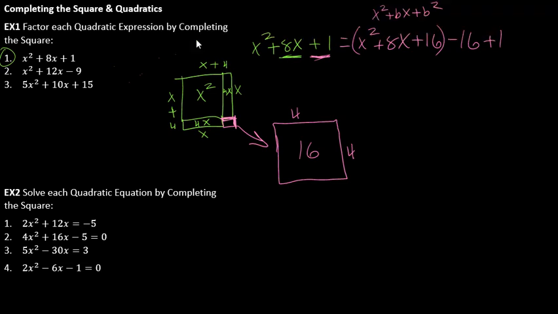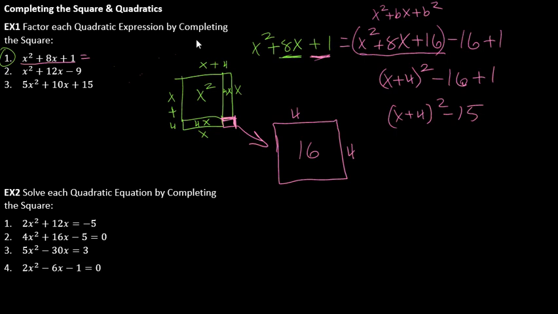So we can go ahead and rewrite this guy as x plus 4 all squared, the perfect square, right? Minus 16 plus 1. Just combine like terms where we're able. So x plus 4 all squared minus 15. So this guy right here, we just factored it into a perfect square. Well, the sum of a perfect square and a constant.